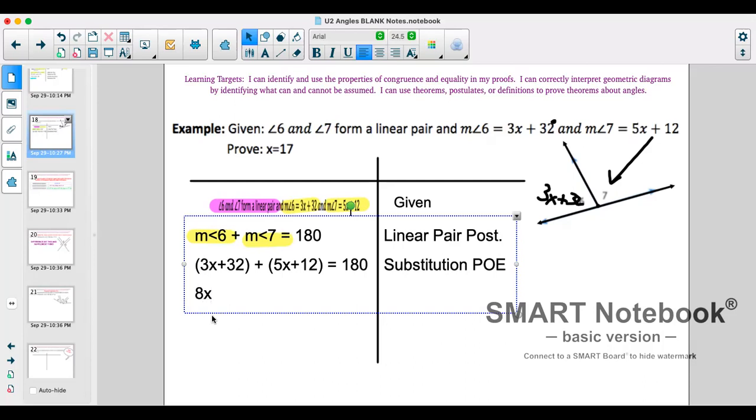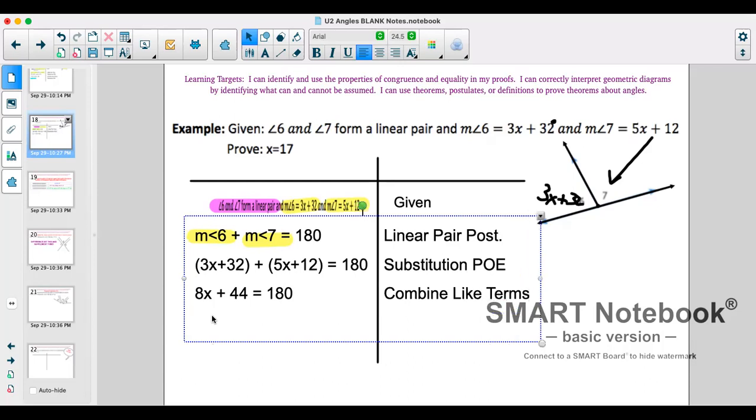3x plus 5x is 8x. 32 plus 12 is going to be 50. No, sorry. It will be 44. My apologies. And that adds up to 180 degrees. What's my justification? Combine like terms. Next thing I'm going to do is subtract 44 on both sides. 180 minus 44 is going to be 136. What did I do? I subtracted on both sides. So that is the subtraction property of equality.